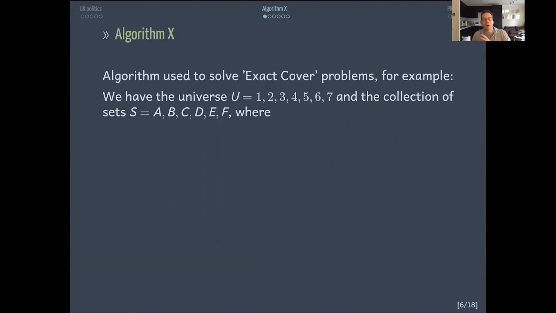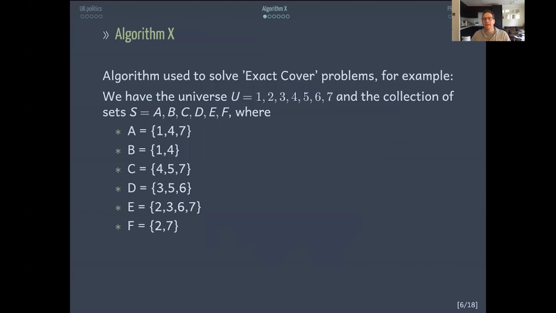So we've got an example here. We've got a universe U, which are the numbers 1 to 7. And we've got a collection of sets A to F here. A to F represent a random set of numbers. So here A is 147, B is 14. Now, is it possible to pick a subset of all these sets so that the numbers 1 to 7 are selected once and only once? So, for example, if I selected set A, I would not be able to include B, C, E or F in that because they contain one of those numbers as well. Now, the solution here is B, D, and F, and we actually solve these using algorithm X as well.